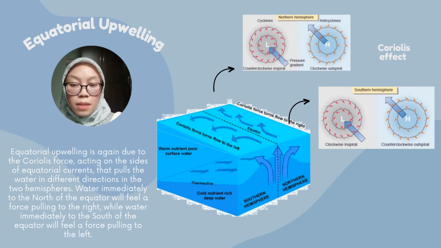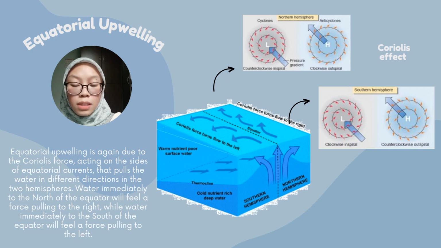Coriolis effect is applied in equatorial upwelling. Equatorial upwelling occurs near the equator when the trade winds converge. Due to the Coriolis force, equatorial upwelling acting on the side of the equatorial current pulls the water in different directions in the two hemispheres.